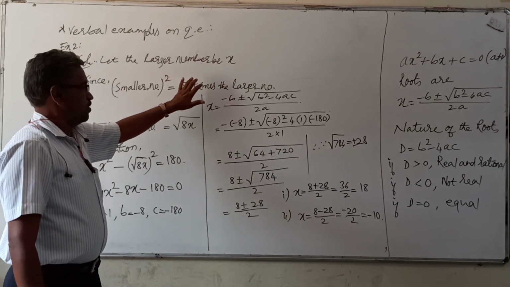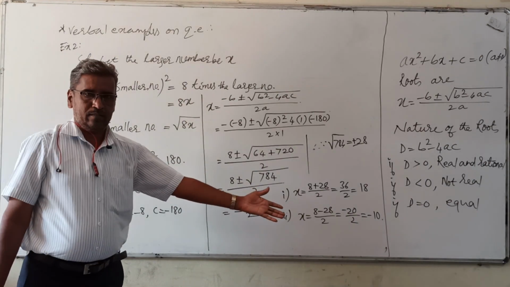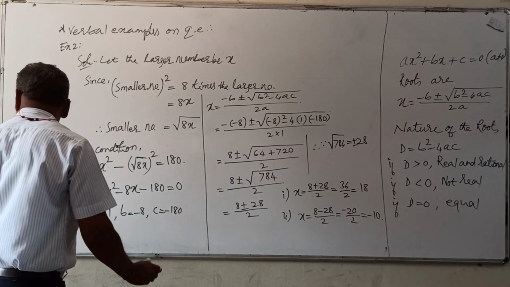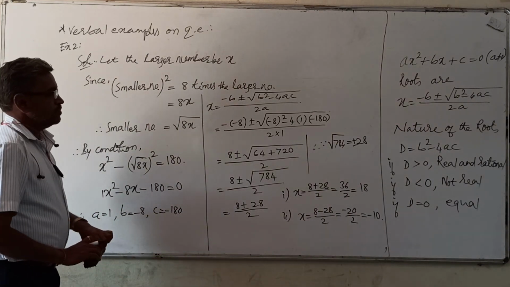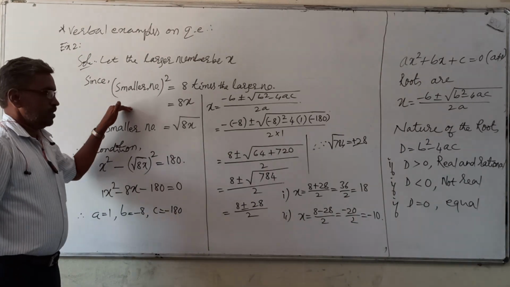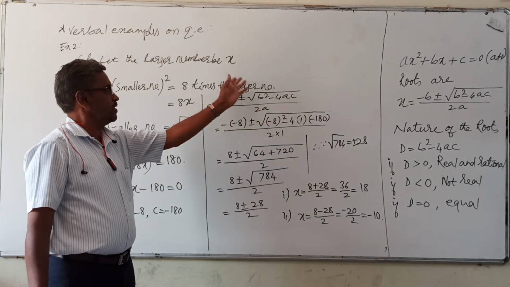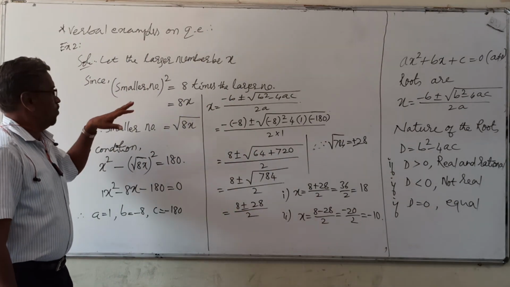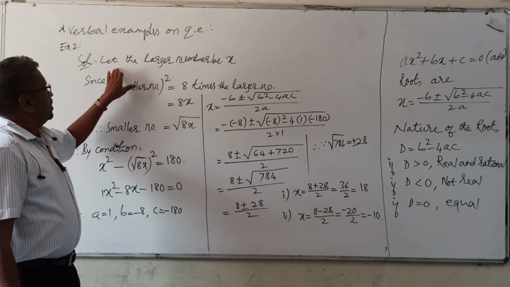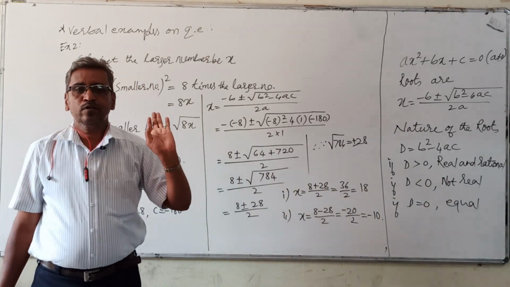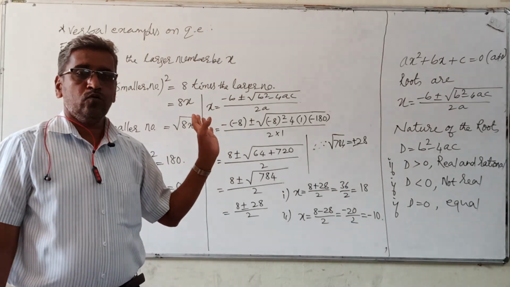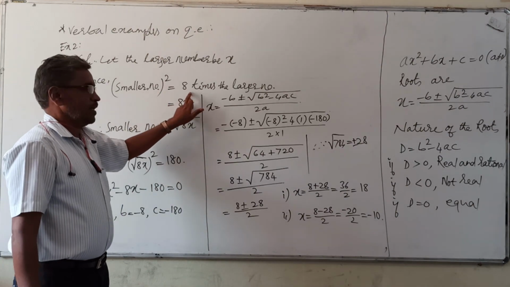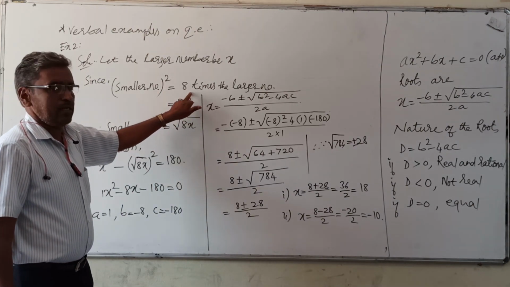But we want to see the larger number and the smaller number. 18 is the larger number. Here once again I want to remind you of that step: once you find the value of the bigger number, which is 18, and the smaller number's square is 8 times that, you can find the smaller number. So now, the difference of the squares of two numbers is 180. The square of the smaller number is 8 times the larger number. You have to relate the terms.